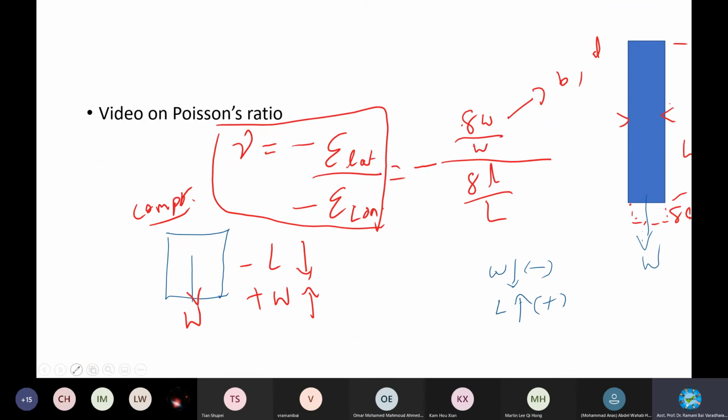We take this eraser. I'm not taking the eraser. Anyway, I will explain the next.